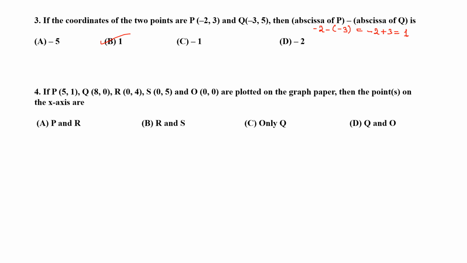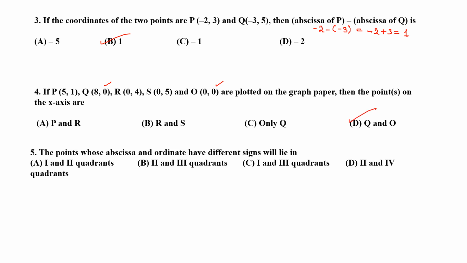Now fourth question. If P(5, 1), Q(8, 0), R(0, 4), S(0, 5) and O(0, 0) are plotted on the graph paper, then the points on the x-axis are. Now see, here is the clue. The point is on the x-axis. And if a point is on the x-axis, then the y-coordinate will be 0. So just find out the points whose y-coordinate is 0. I can see here the y-coordinate is 0 and here it is 0. So the points are Q and O. Option number D.